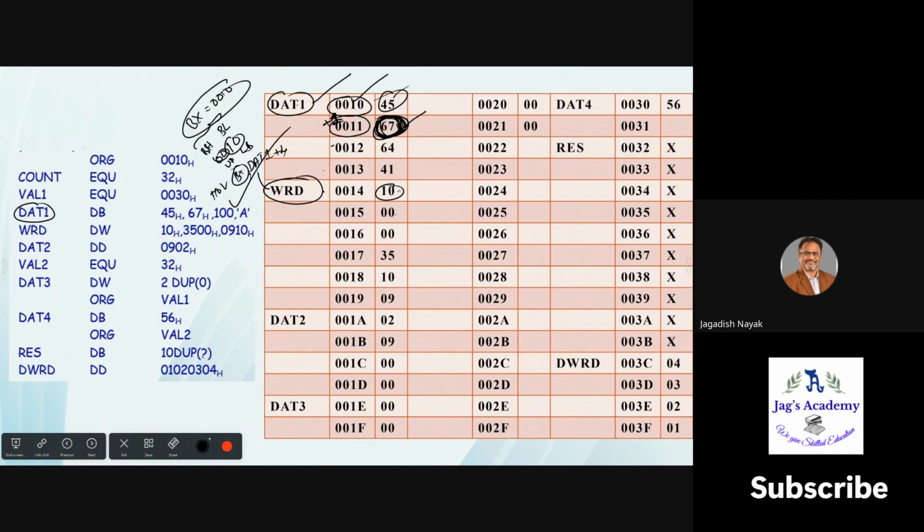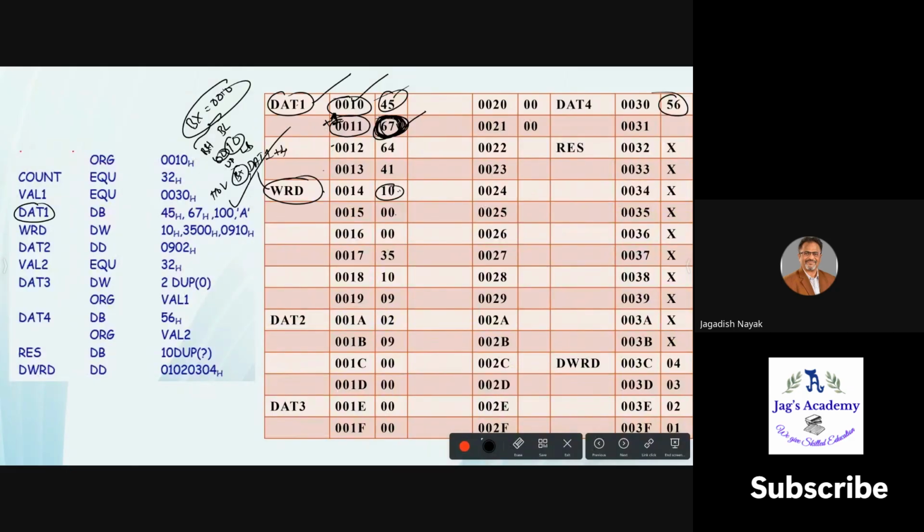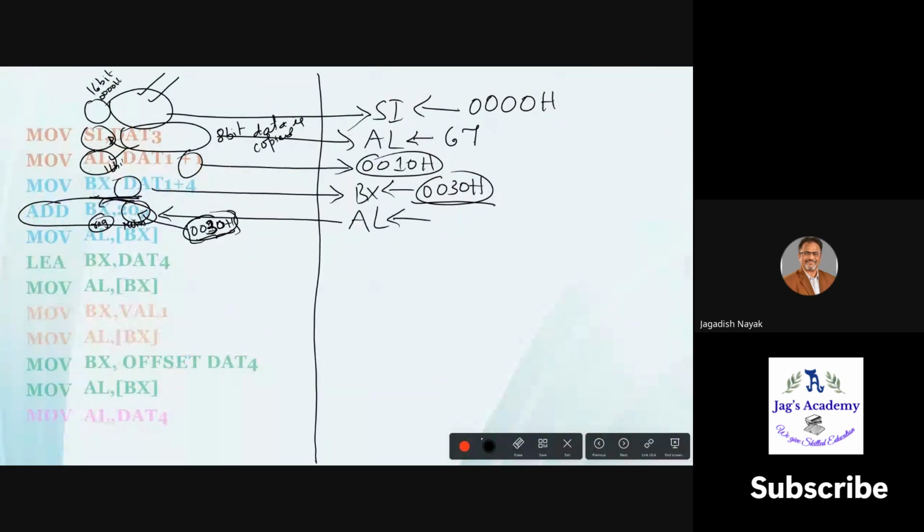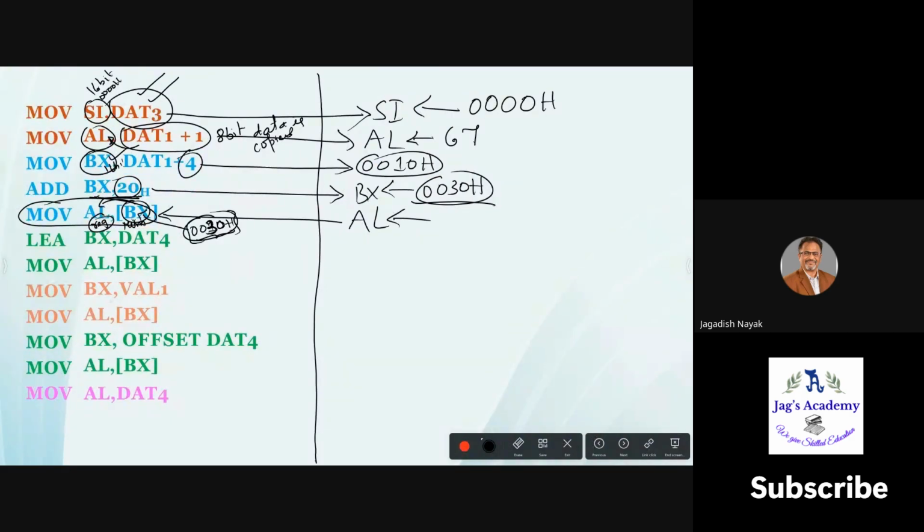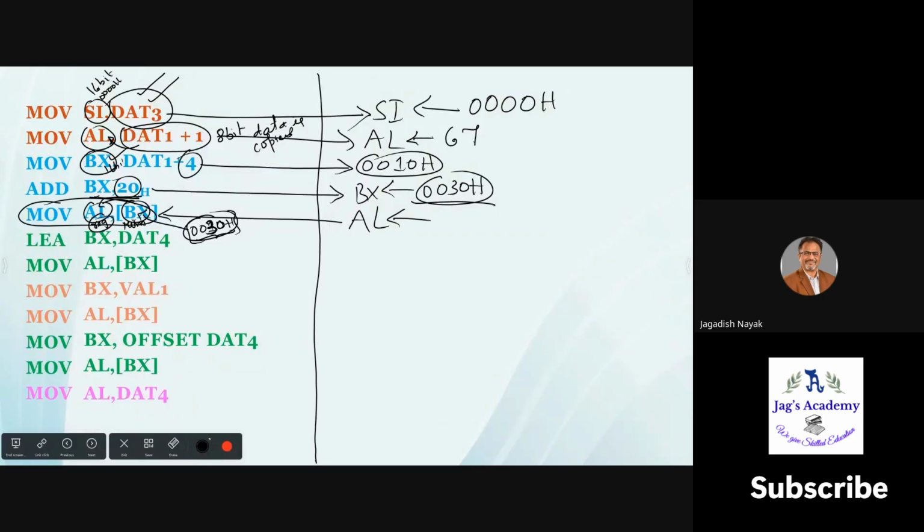Okay, 0030, right? Now we don't have 0030 here. See, 56H is there, right? So the 0030 location data is copied. In this case, what is the content of AL register? 56, right? Now, what is the content of BX register in this?